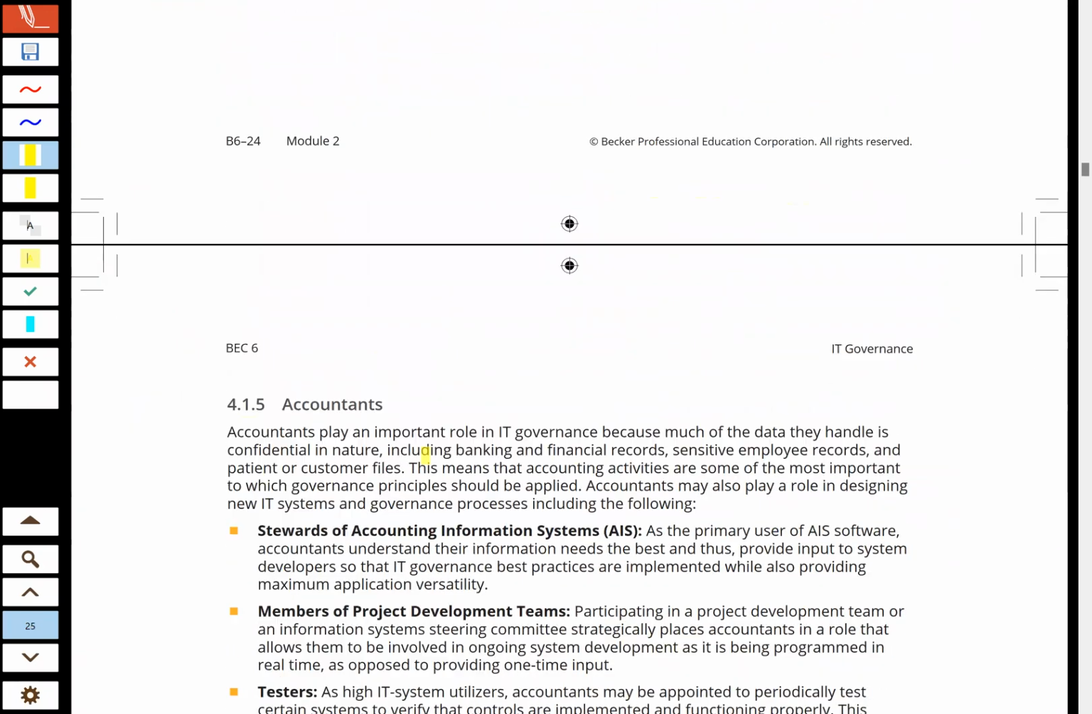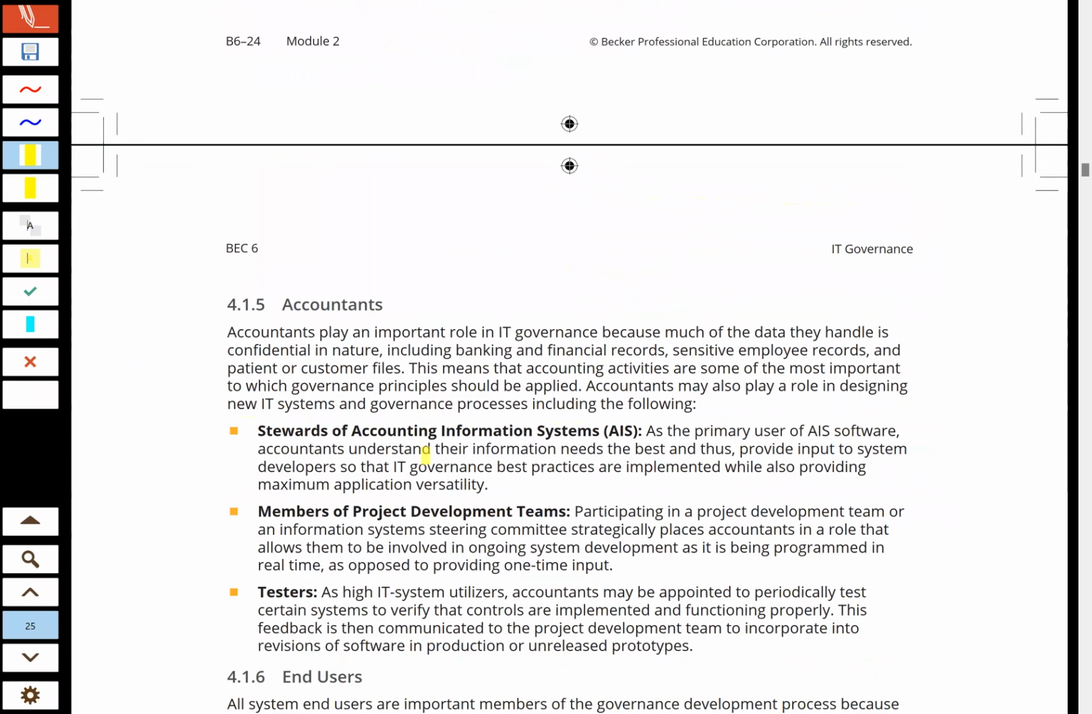Now, where I definitely want flashcards is where they start talking about the accountant's role, because don't forget, guys, even though we're sort of in the weeds here of IT stuff, we are accountants, right? This is a CPA exam, so I would imagine they would want us to understand something about the important role in IT governance that accounting plays, because data that is handled is often sensitive information, such as banking records, financial information, etc.